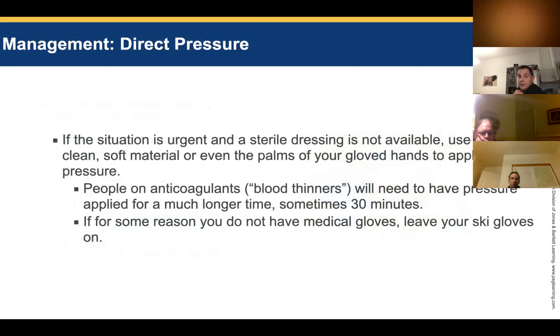If the situation is urgent and sterile dressing is not available, use anything that is clean, soft material, or even direct pressure with your gloved hand if you don't have anything else. Again, it's vital that you start controlling the bleeding as quickly as possible and do it the best way you can to protect that wound from having any foreign objects or anything contaminated placed into it. Okay.